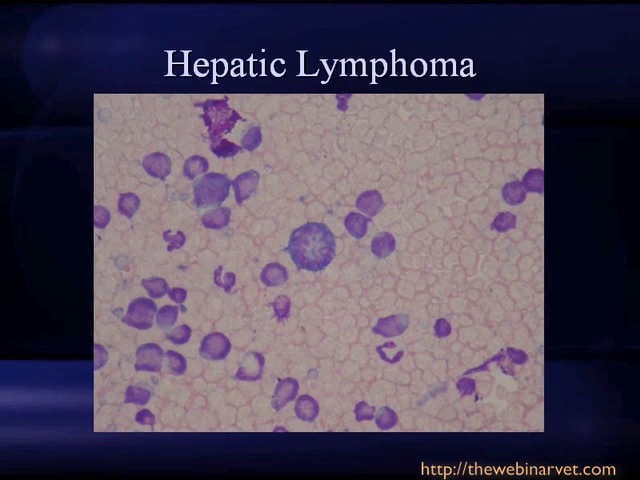The other condition where cytology is very helpful is in the diagnosis of lymphoma. We've got a nice mitotic figure in the center of this field with a whole bunch of lymphocytes round about, to the exclusion of normal hepatocytes. These are red cells you're seeing in the background, not hepatocytes.